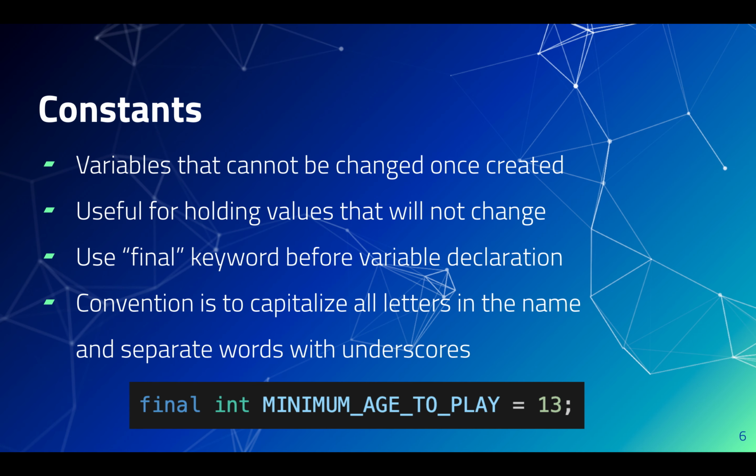Now, if you accidentally tried to change the user's birth year later on in the program, you'd get an error, and it just makes sure that you don't change values that should always remain the same. So in Java, you can create constants the same way as variables, except you put the keyword final in front. Here's an example of creating an integer constant called minimum age to play. The convention in Java is to capitalize all the letters in the name of the constant, and to separate words we use underscores since we can't use camel case anymore.